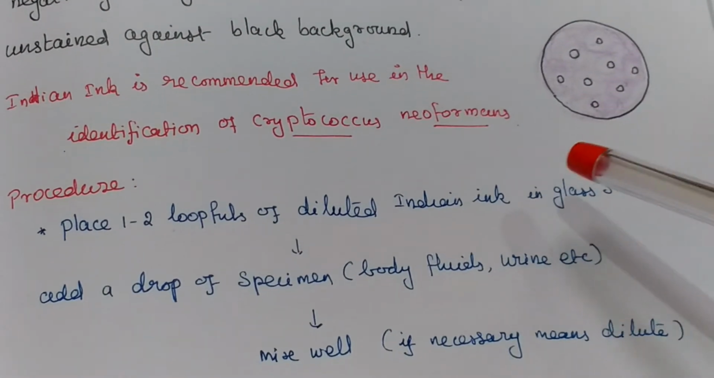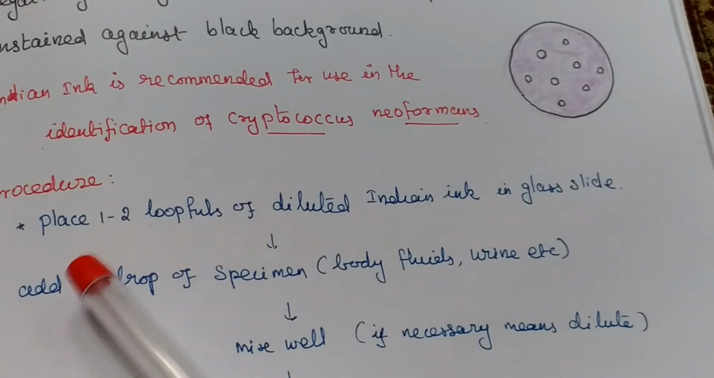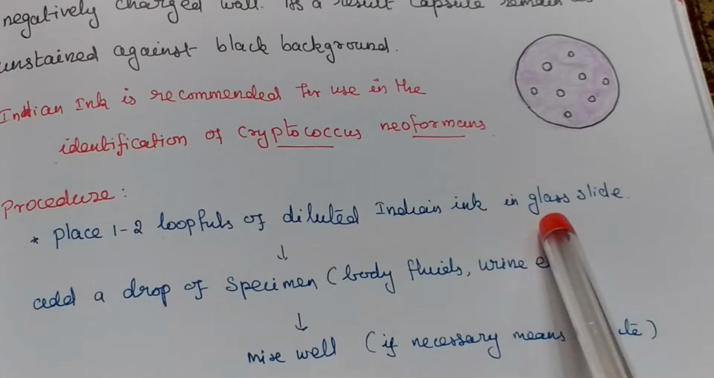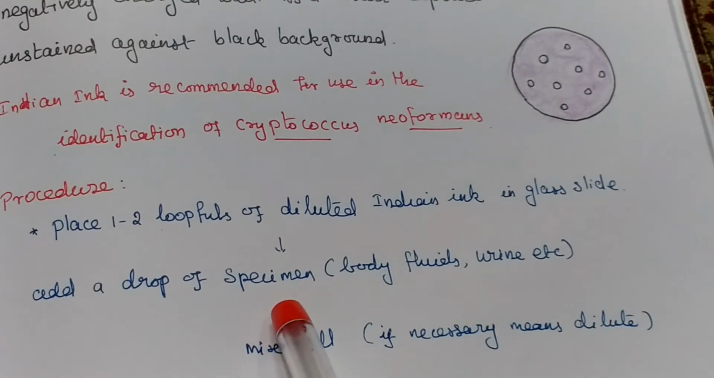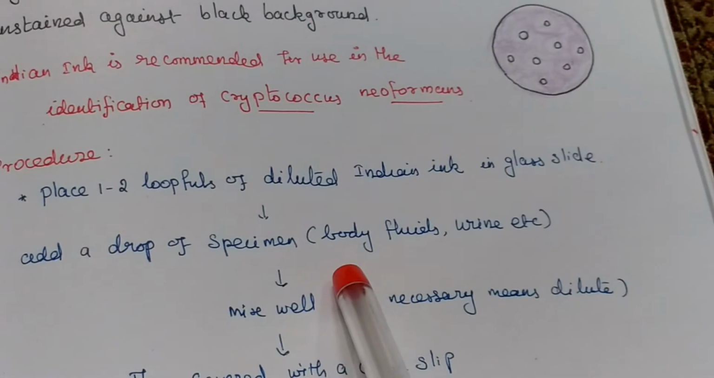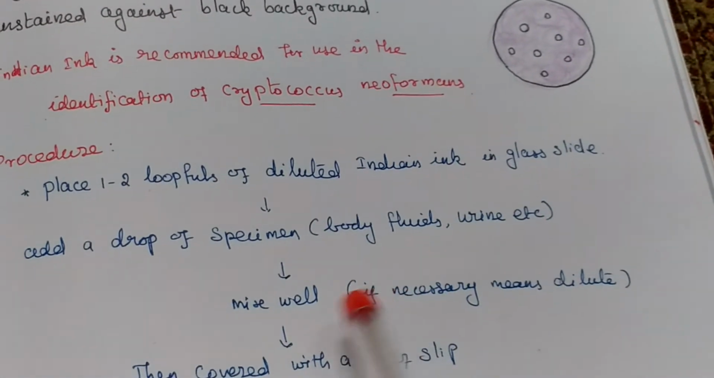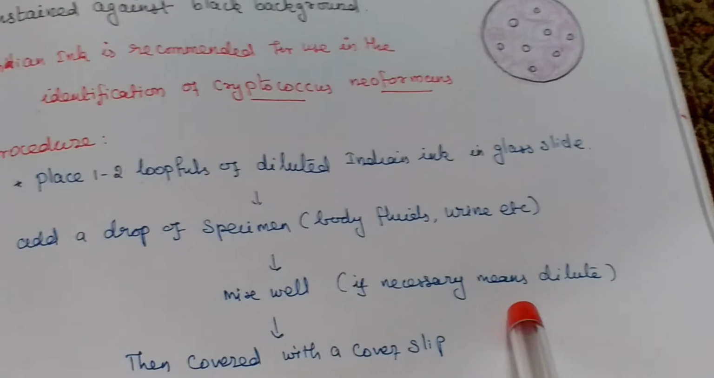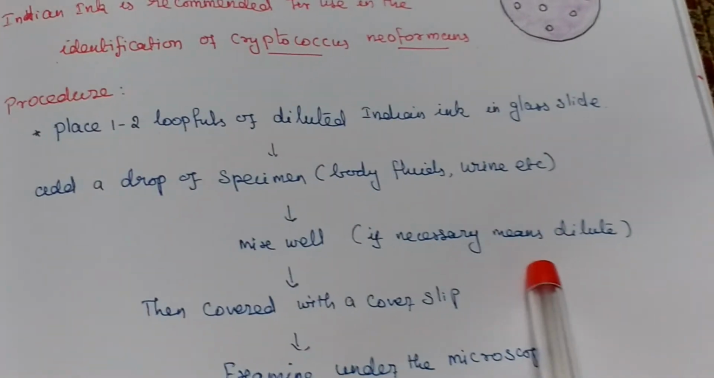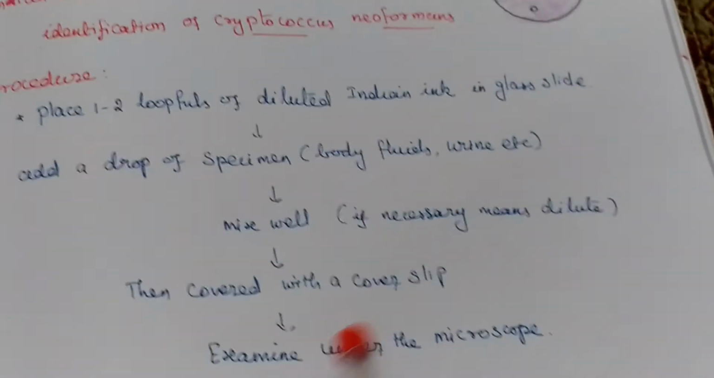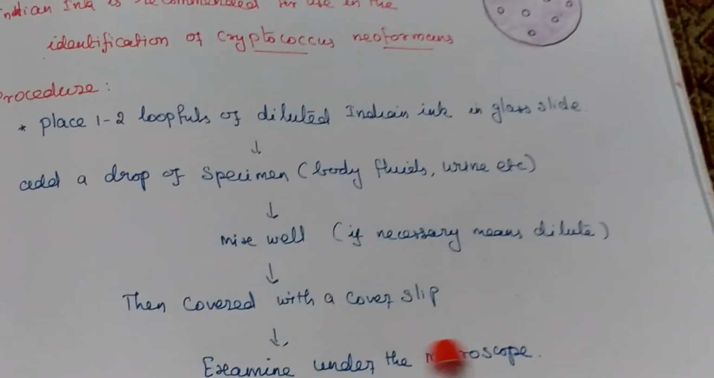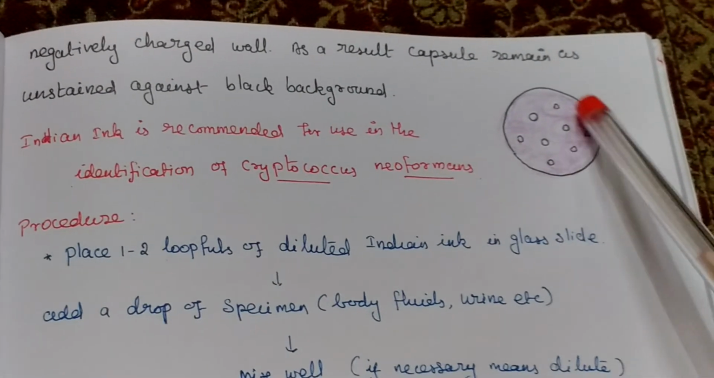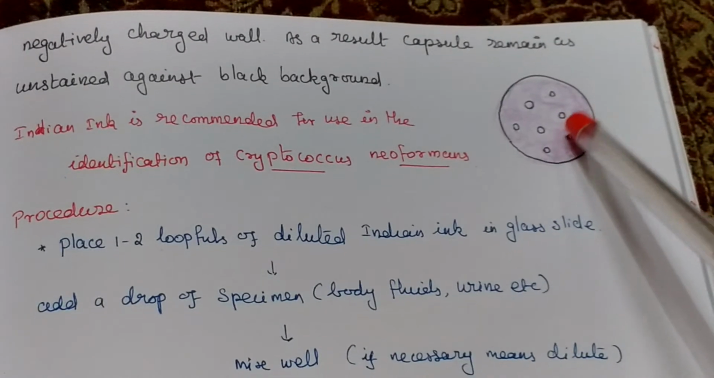Now we will see the procedure. Place 1 to 2 drops of diluted Indian ink on a glass slide and add it to the specimen. It may be body fluid or urine, anything, then mix properly. If necessary, we will dilute using distilled water. Then cover with the cover slip. After that, examine under the microscope. Background stained, capsules unstained.